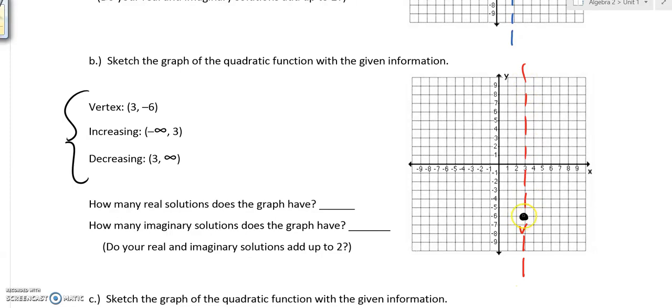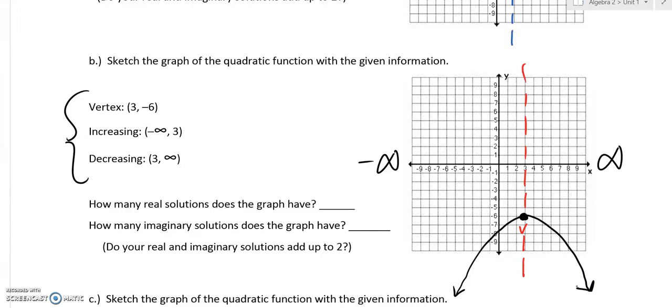Then from here I have a little thinking to do. I'm going to label negative infinity and positive infinity to help me out, and I need to read the rest of it. My graph is increasing from negative infinity over here to positive 3. So my graph is actually going up from negative infinity to positive 3. And then it is decreasing from 3 to infinity. So there's my parabola. It's opening down.